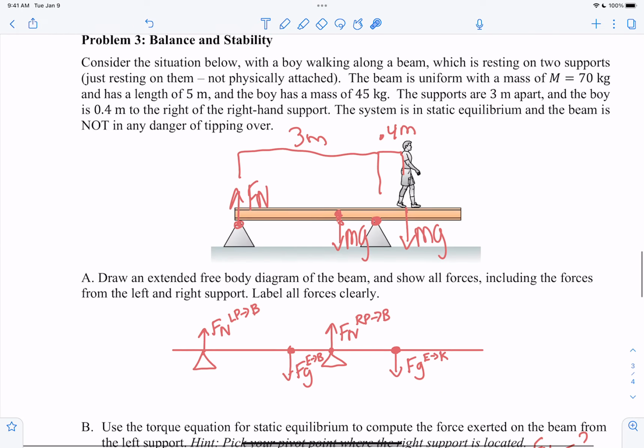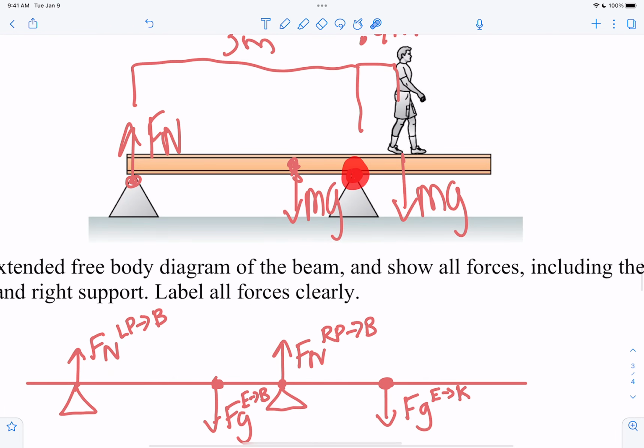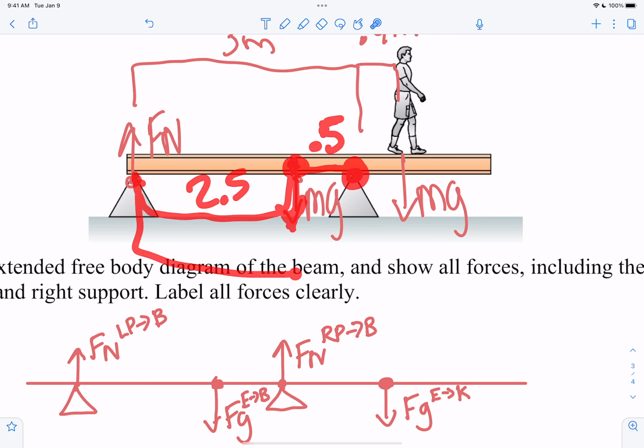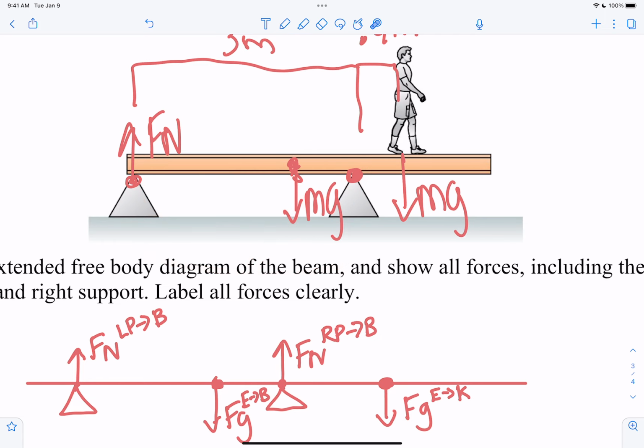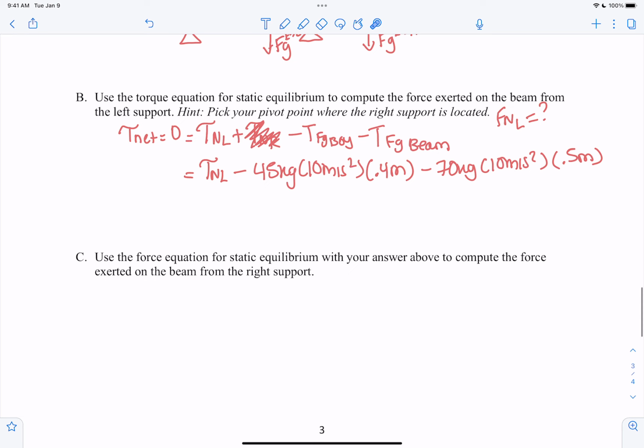And so the distance from the pivot to the center of mass, where there's a force of gravity being enacted here, we want to figure out this distance here, which is 0.5. Because from here to here, it's 2.5, and from here to there, it's 3. So it only makes sense that 2.5 plus 0.5 is 3. So 0.5 should be the distance here.